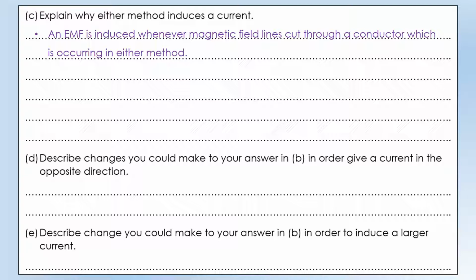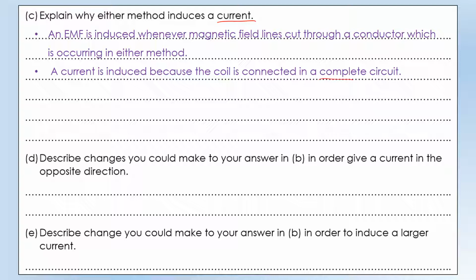Well, we're asked to explain how we get a current. A current is induced because the coil is connected in a complete circuit. So cutting magnetic field lines gives you an EMF, and then a complete circuit is what gives you the current. Okay, so those are the two points we need to make there.